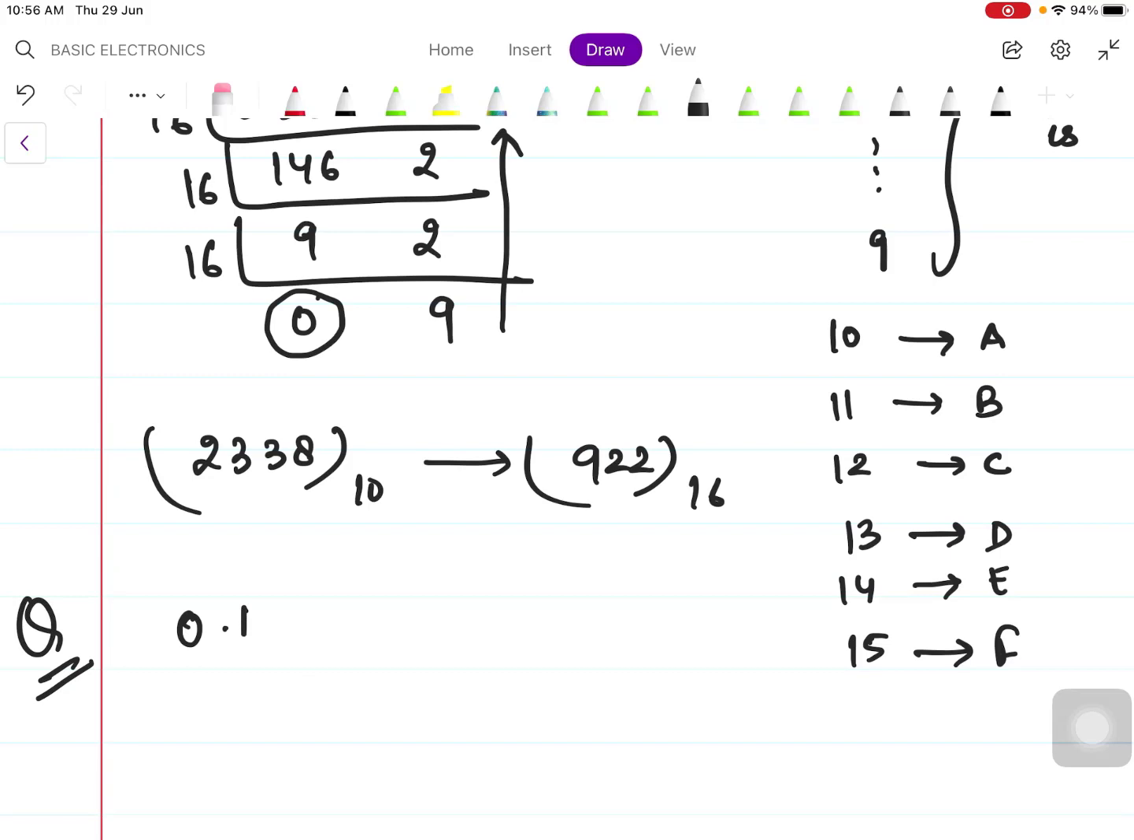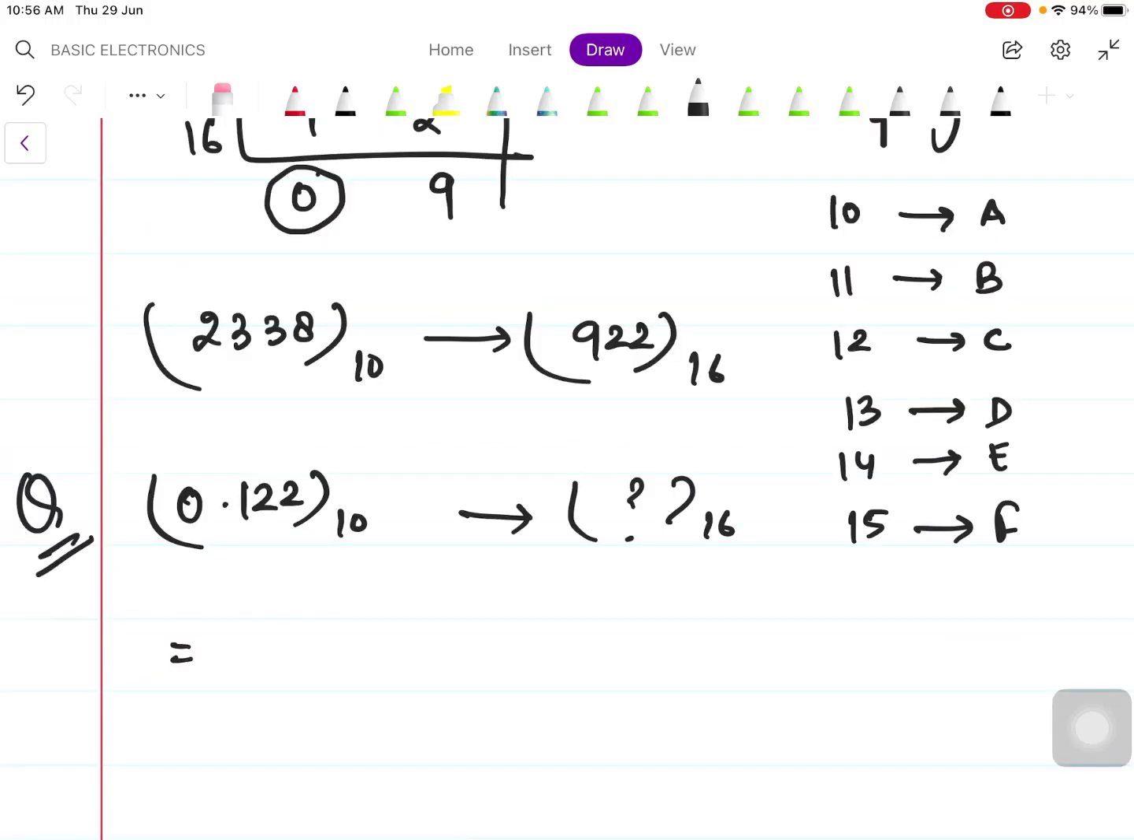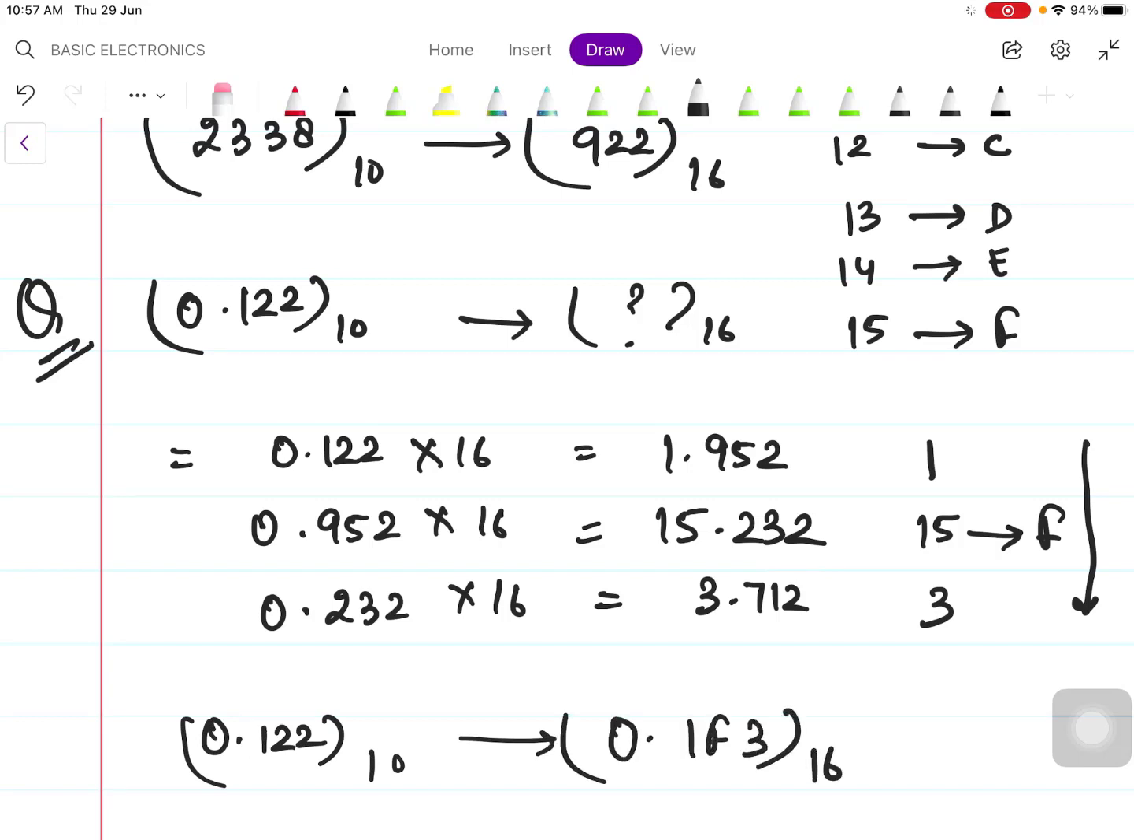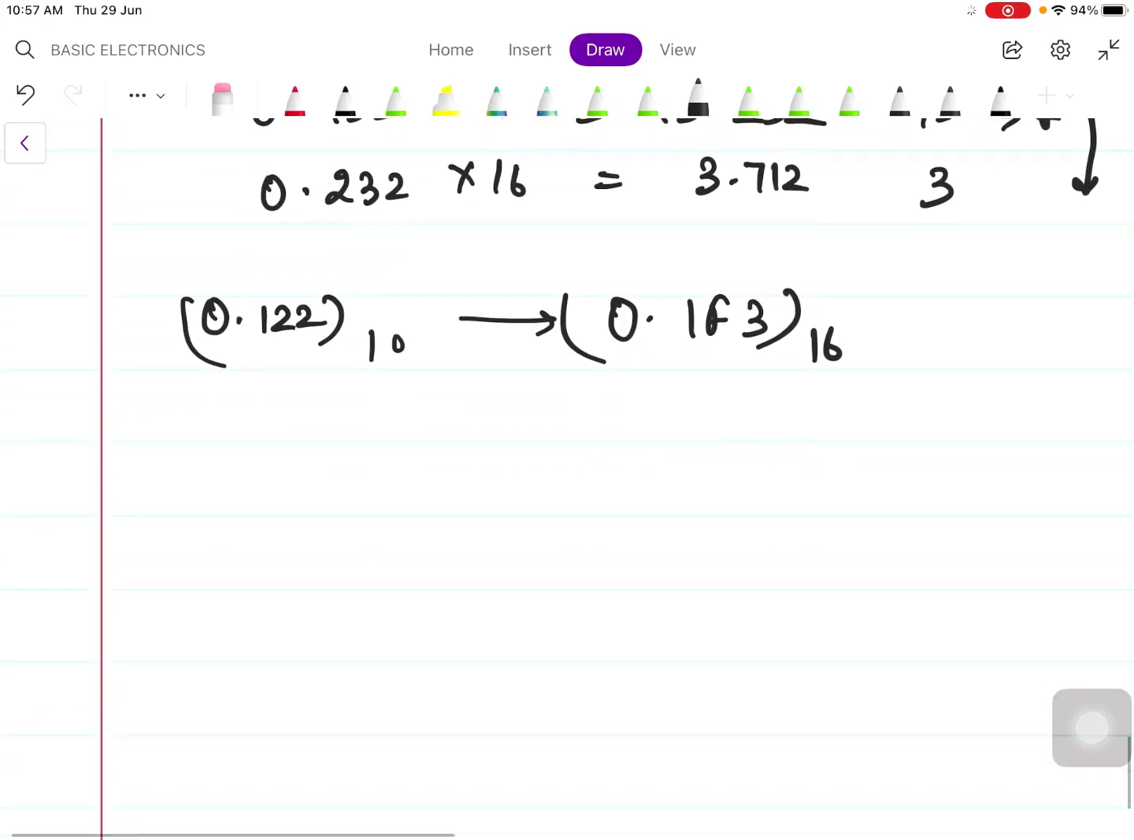Again, let us take one more example. Instead of dividing it by 16, this time we are going to multiply it by 16. Record the answer from top to bottom. So the answer is 0.122 in decimal number system is represented as 0.1F3 in hexadecimal. So this is how we convert decimal to hexadecimal.